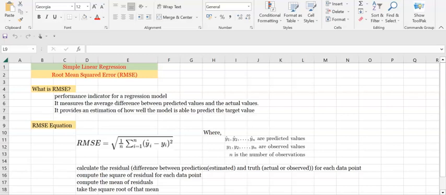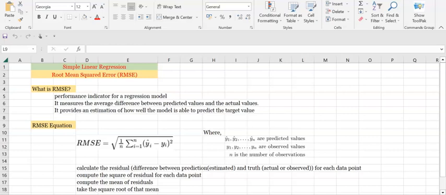Hello everyone. In this video, we are learning root mean squared error of simple linear regression. What is a root mean squared error? It is a kind of performance indicator for a regression model. It measures the average difference between the predicted values and the actual values of the model. Hence, it provides an estimation of how well the model is able to predict the target value.